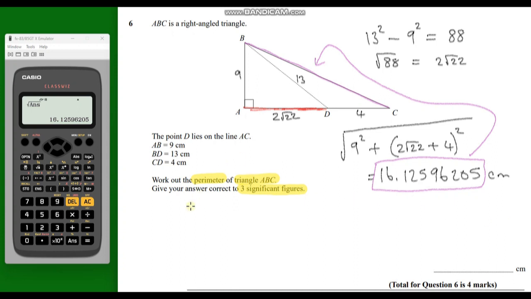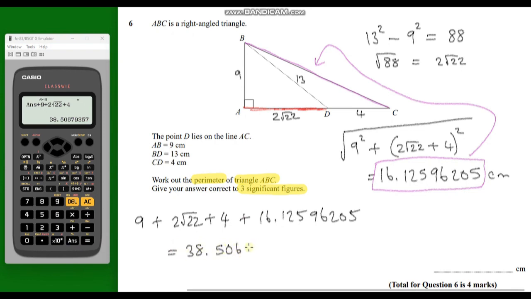So let's just add everything together now. So we've got 9 plus 2 root 22 plus 4, that's the base of our triangle, and then plus this value here, so 16.12596205, and I'm going to type this into the calculator, and you can see we get a value of 38.50679357 centimeters. So that is our perimeter, but this isn't going to be our answer because we need to round it to 3 significant figures.